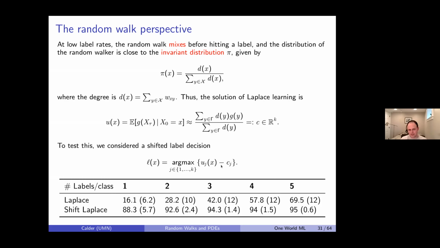And so what this tells you is that the main problem at low label rates with Laplace learning is this large bias term, this constant vector that the solution concentrates around, and that constant vector is nowhere near where you're going to threshold to decide on class membership. And when you account for that by shifting the solution u, you get good results, which tells you that these spikes are still present. The spikes are still there, but I've subtracted off this constant. And so the tails of these spikes contain enough information to propagate labels.